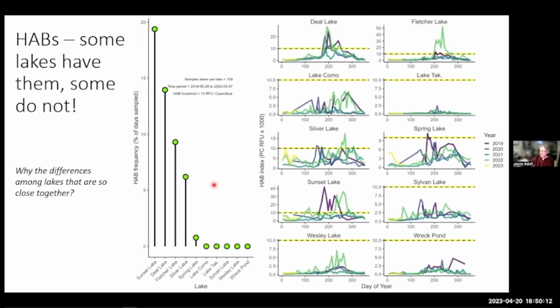So what about HABs? Not all lakes have them, but the lake we're talking about tonight, Deal Lake, is number 2 out of 10 in having harmful algal blooms by this metric.